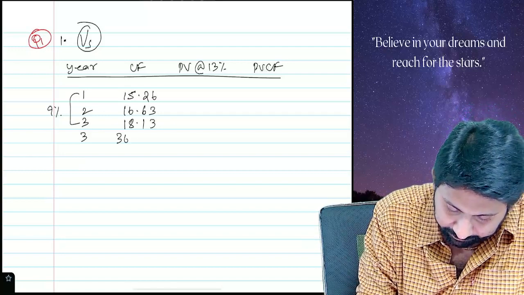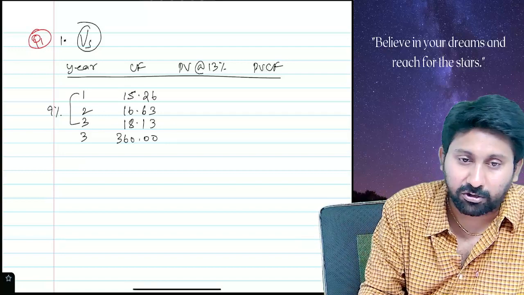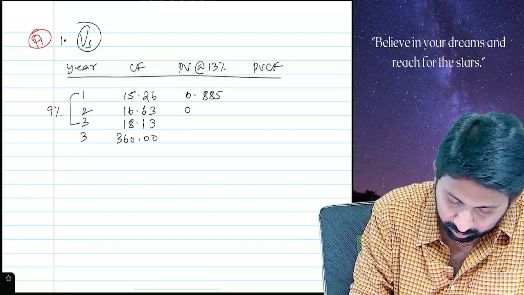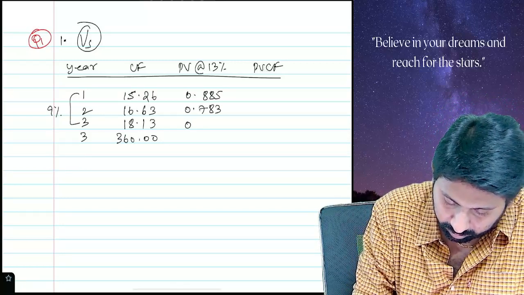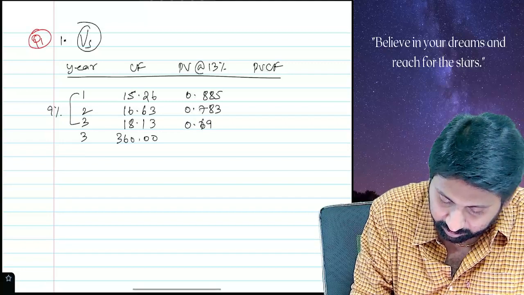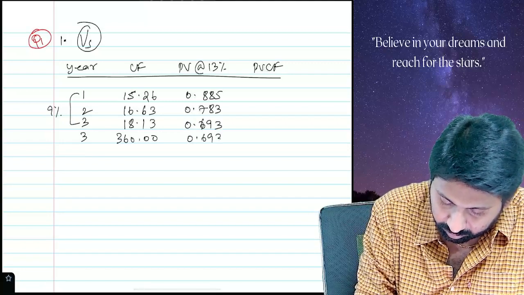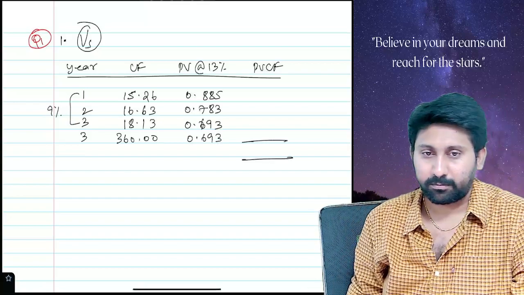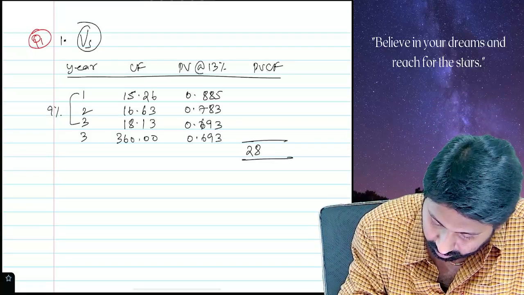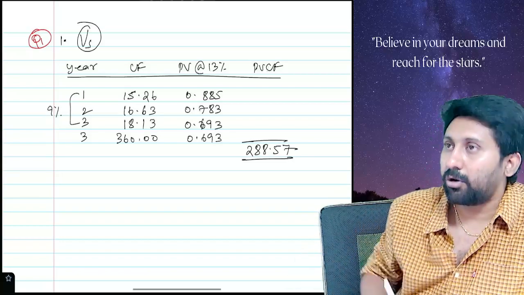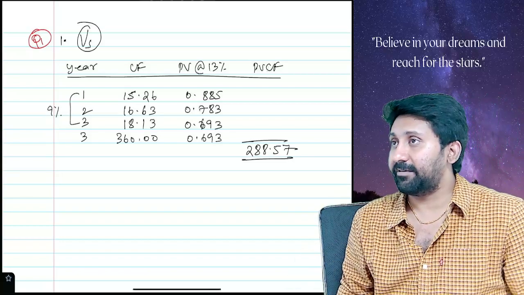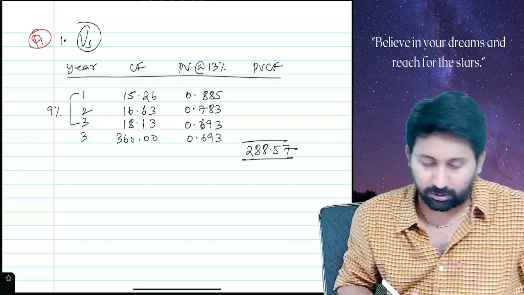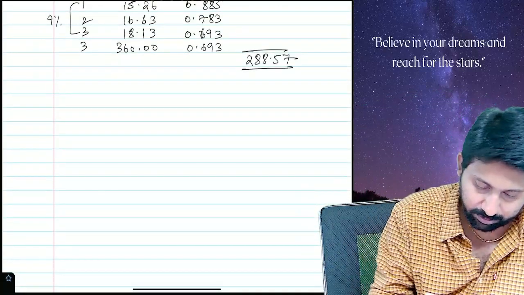So, next one? 360. Tell the values. 69? Directly tell the answer. 288.57. Hello, everyone, have you done up to here? Okay, bit number one over.